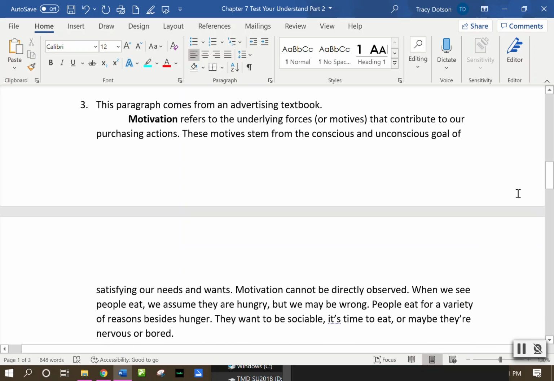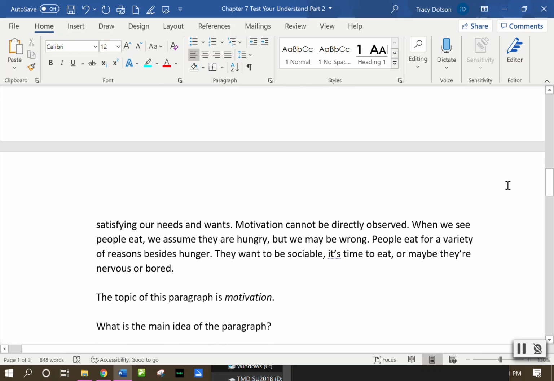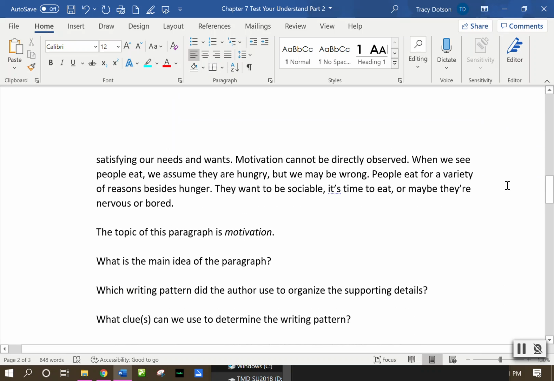Number 3, this comes from an advertising textbook. Motivation refers to the underlying forces or motives that contribute to our purchasing actions. These motives stem from the conscious and unconscious goal of satisfying our needs and wants. Motivation can not be directly observed. When we see people eat, we assume they are hungry, but we may be wrong. People eat for a variety of reasons besides hunger. They want to be sociable, it's time to eat, or maybe they're nervous or bored.